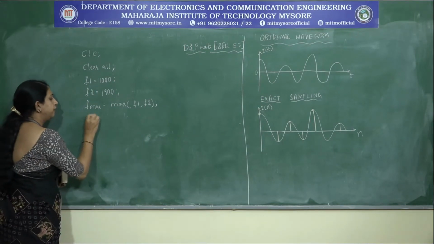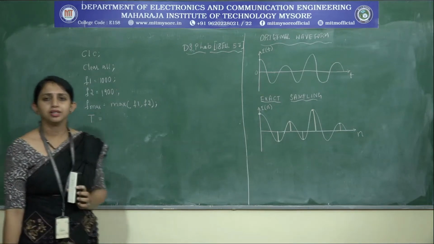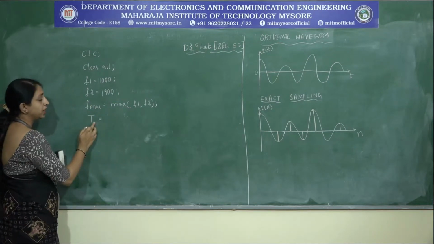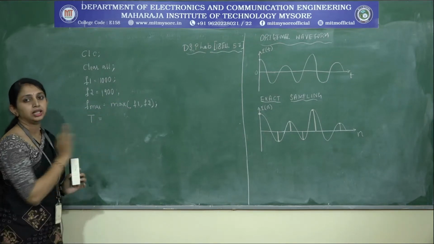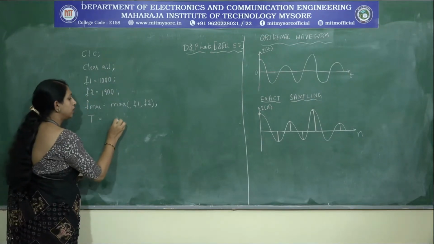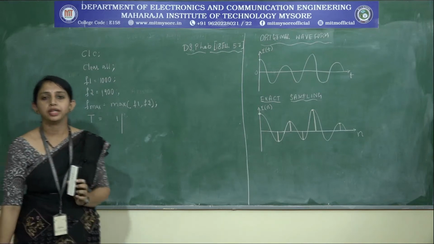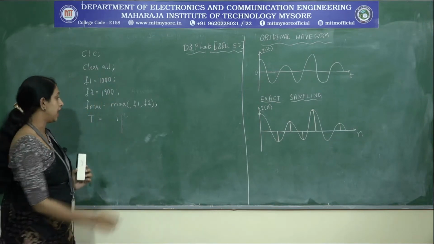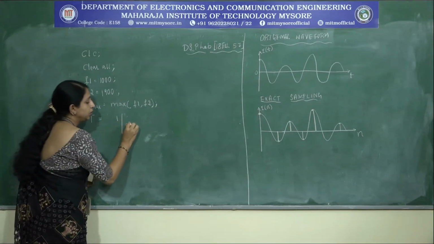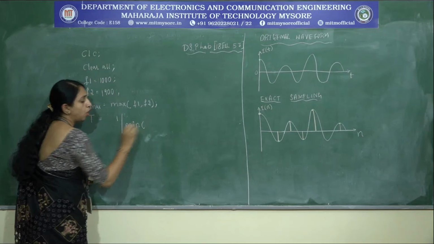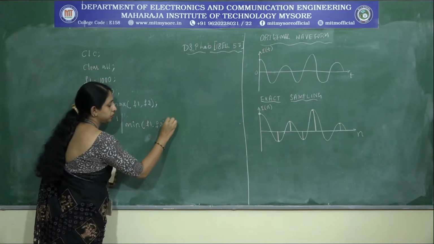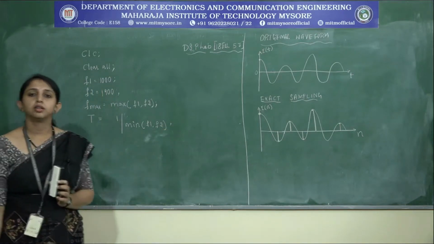Then every wave will have a certain time period. For a time period, you need to go for a capital T. That indicates the time period of a wave. What is T? We all know it is the reciprocal of frequency. So you can write it as 1 by, and since it is a reciprocal value, you need to consider the minimum of F1 comma F2. So this gives the time period.